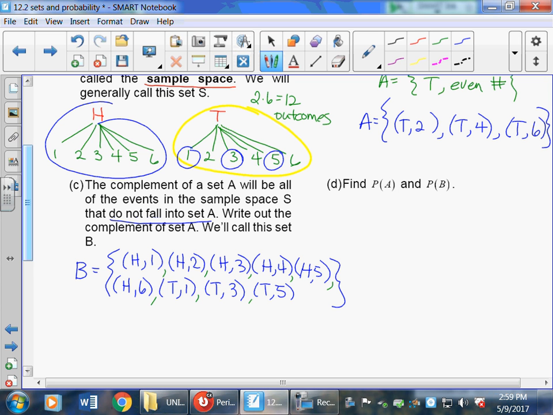All right, so now find the probability of A and the probability of B. Well, the probability of picking the situation in A is going to be the total number of outcomes in my denominator, which we said was 12. And how many A's do we have in our set? We have 3 of them. So this is the same as 1/4. And the probability of B is going to be 9 over 12, which is equal to 3/4.